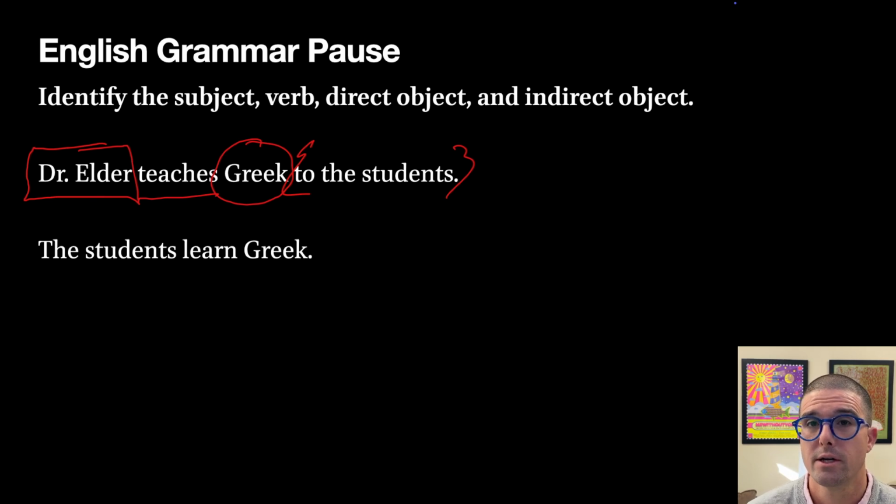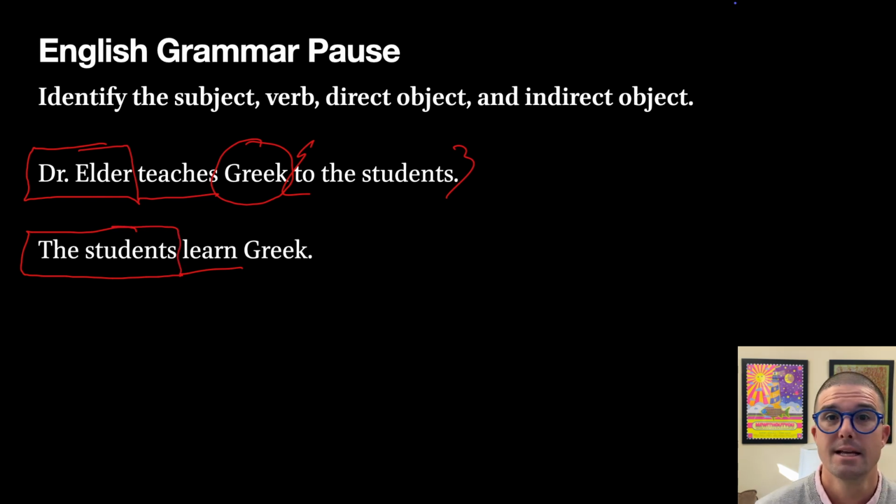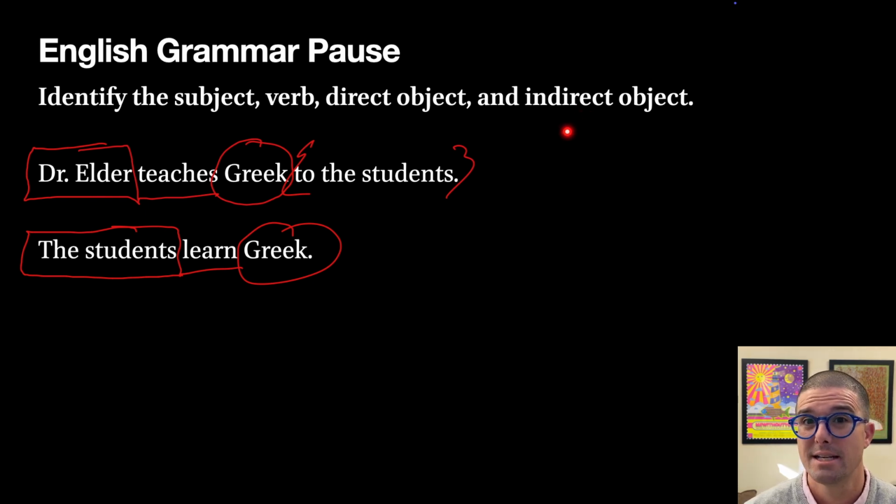The students learn Greek. Go ahead and pause here and identify the different grammatical parts of the sentence. All right, so our verb, the first thing that I suggest we find, is learn. Again, a present tense verb here. And the ones doing the action of that learning, the subject of the verb, is the students. And the thing that they are learning, the direct object, is Greek. So notice here, there is no indirect object. Sentences do not necessarily have to have an indirect object. And in fact, they do not necessarily have to have a direct object.